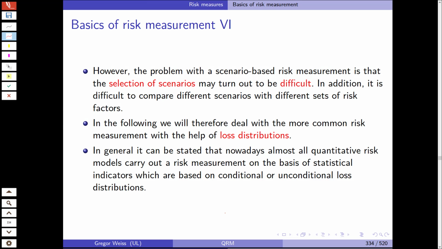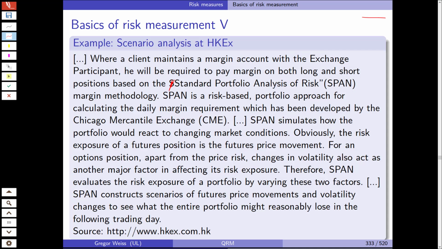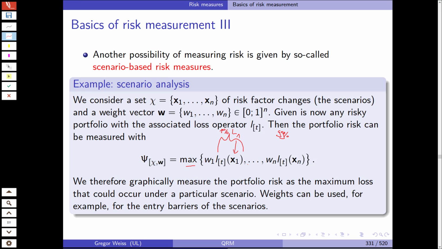However, again, we have a problem here. It's completely void of any theory, and it might also turn out to be difficult to choose and to select these scenarios. Also, we cannot really compare these scenarios because we have too much leeway and too much flexibility in choosing the weights for these scenarios. As you can see here, I simply made up 1% and 99%. How should we measure the probabilities of these different scenarios?